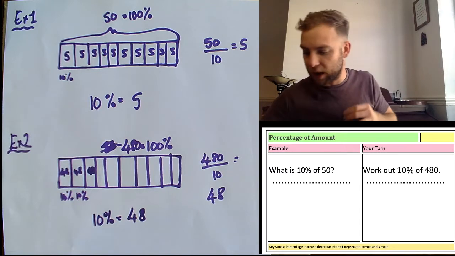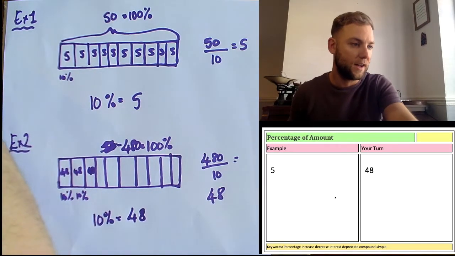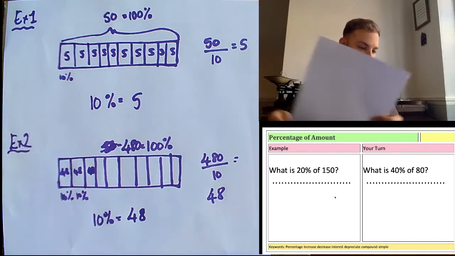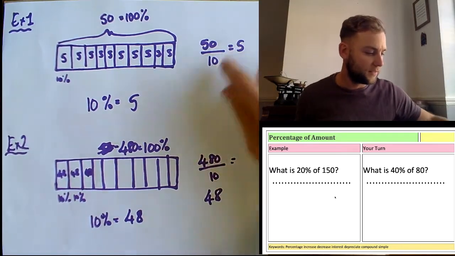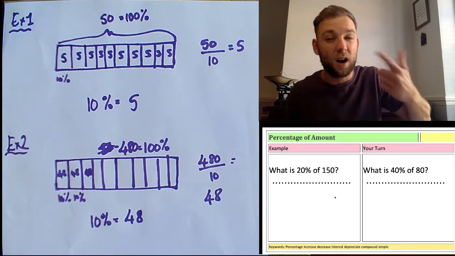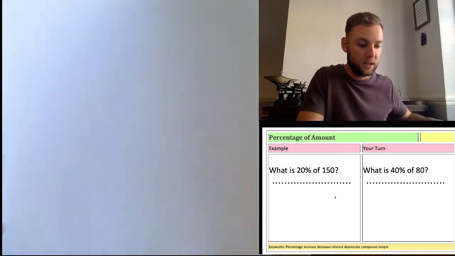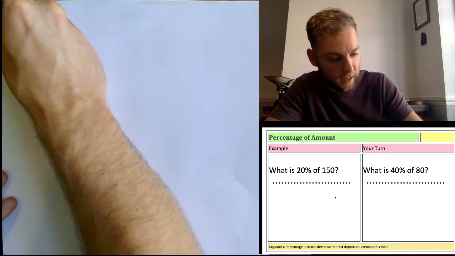So let's have a look at our next one. So just check both of those answers. 5 and 48, brilliant. Now you might think to yourself here, why don't I just do this divided by this? I want a visual representation of how to show this, because when we get onto the harder ones, they can get a bit trickier. So let's have a look at our next one, example 3 now.